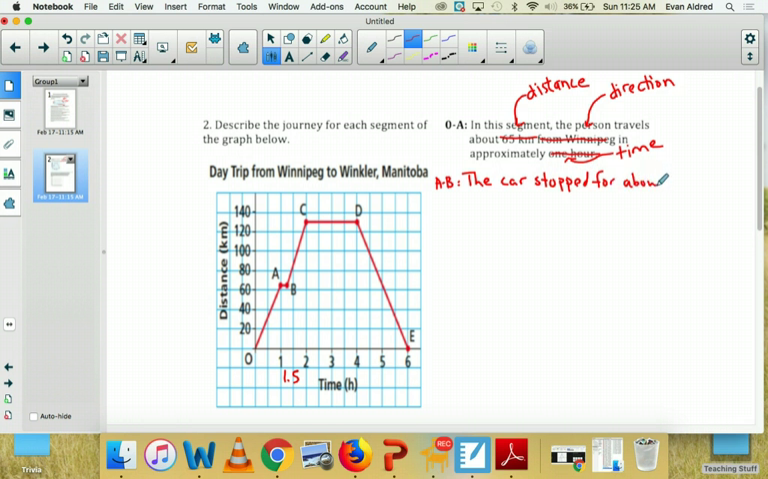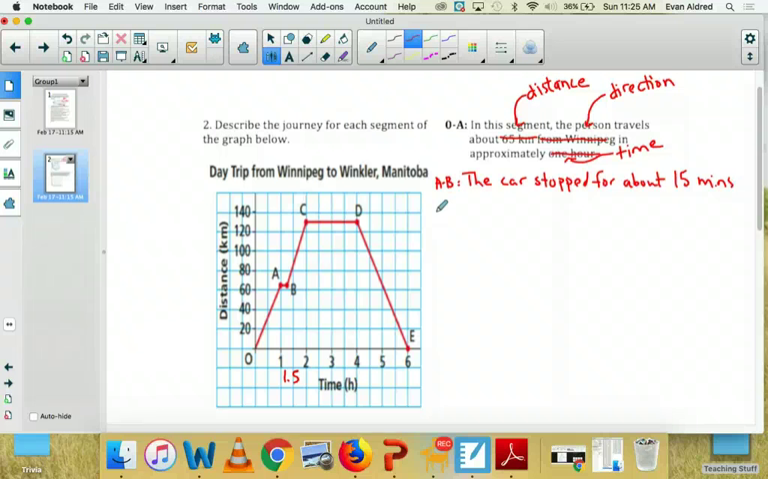And now you'll notice with this example, they don't include a direction. They don't have to include a direction. They've stopped. There is no direction. They're not moving. So that's A to B. So they've stopped for 15 minutes. So we're an hour and 15 minutes into the journey at this point.